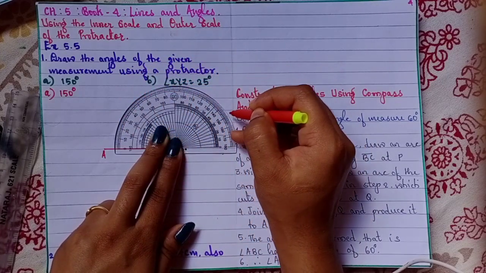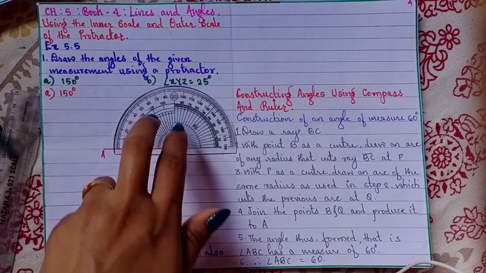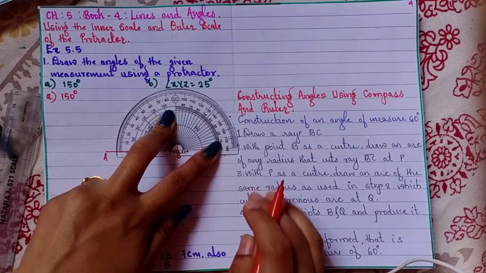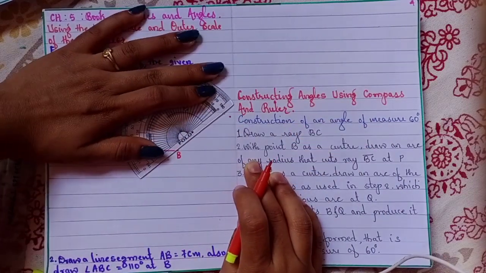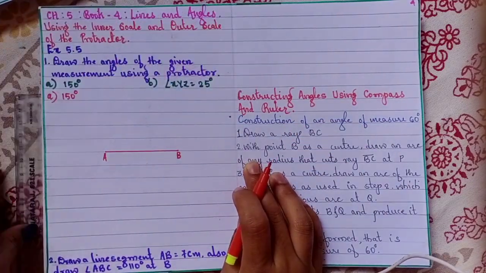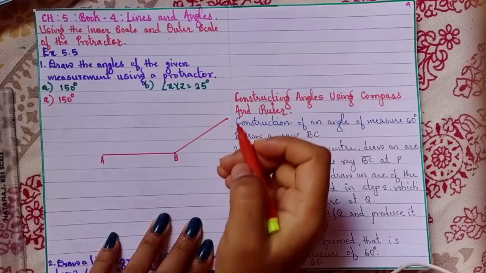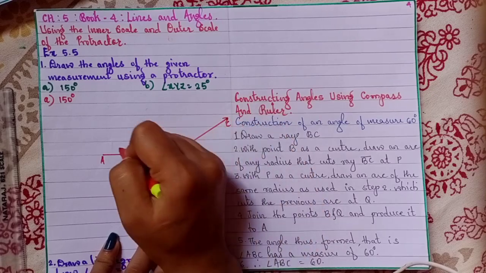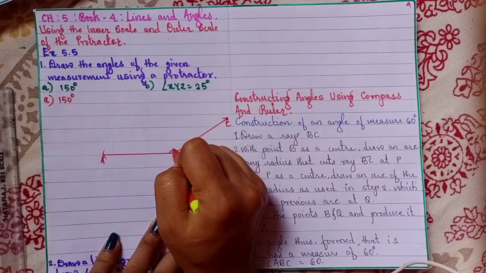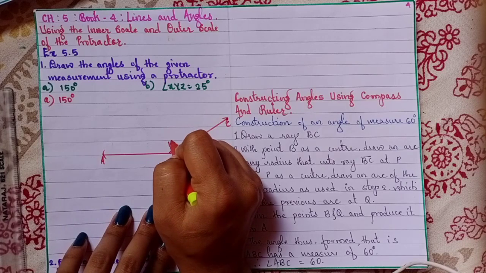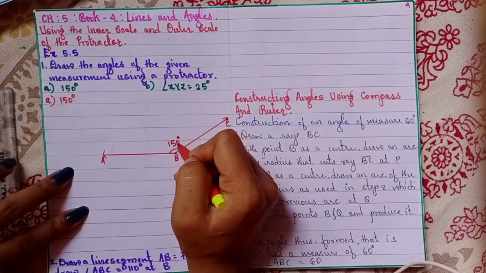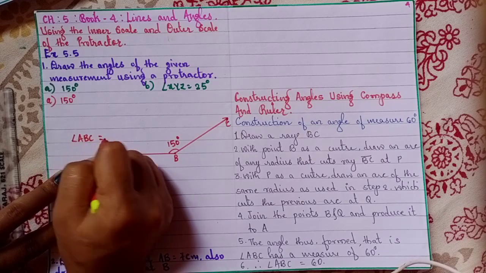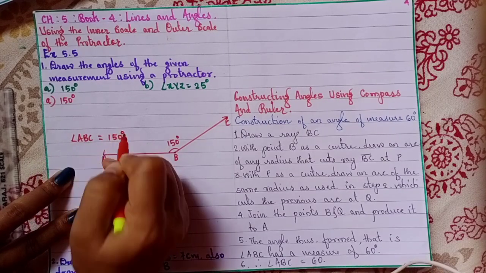And 150 degrees is here. So I'll just put a point and I'll join these two points by using a scale. Now let's name the next arm as C. Thus let's draw the arrow, and this angle measures 150 degrees. Therefore this can be written as angle ABC equals 150 degrees.